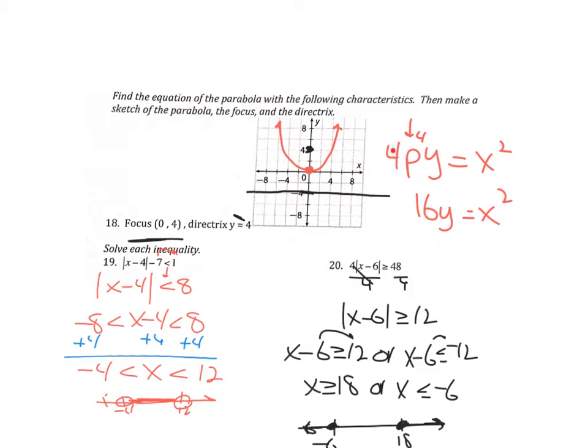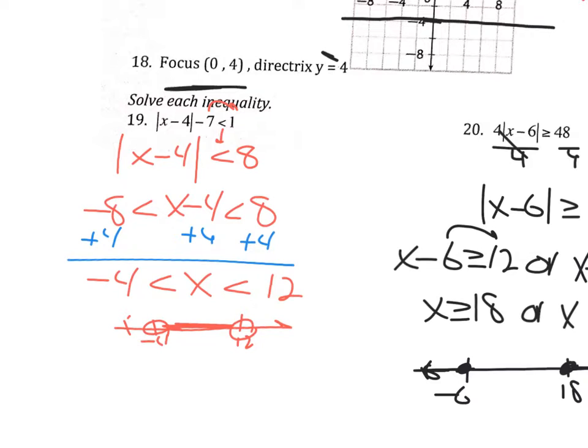So because it's opening up, my 4p goes with the y, because the y-axis goes up, like the parabola, equals x squared. All you got to find is p, and you're done. P is how far it is from the vertex to the focus, which is 4. So you do 4 times 4 is 16. And make sure it's positive 16, because it's going up, it's got to be positive.